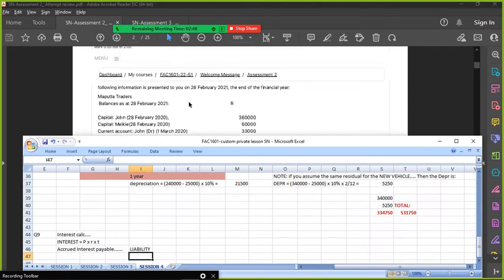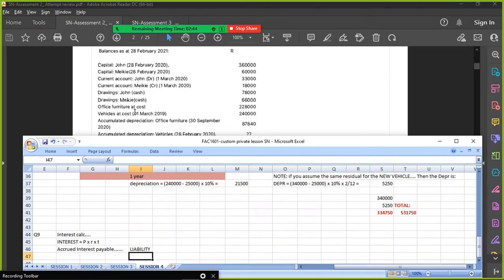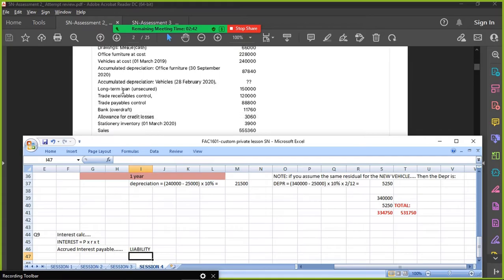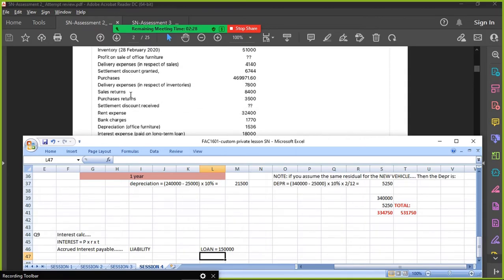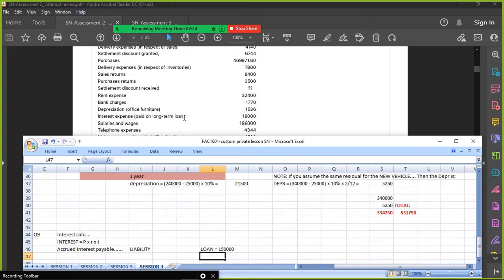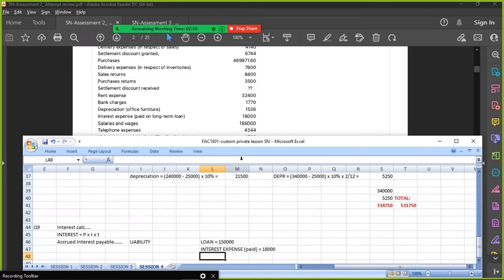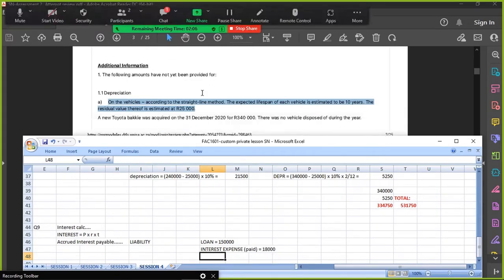The first thing we need to do is look at the balances and see what we're dealing with. So we have a loan, obviously. I see the loan here. It's unsecured, it's 150,000. What else do I see here? Any interest? Yes, the interest expense paid on the long-term loan. This is the paid portion. All right, the paid portion was 18. Anything else? No.